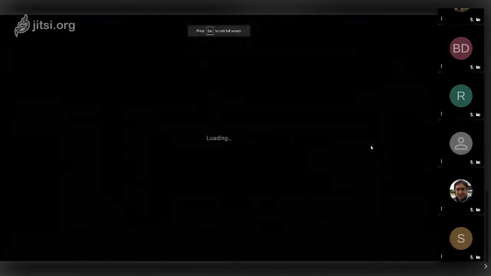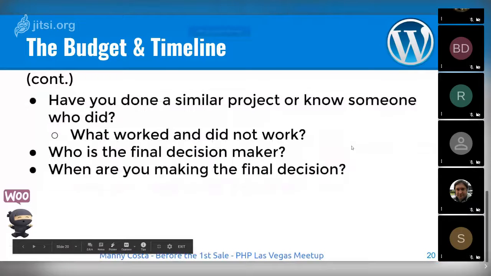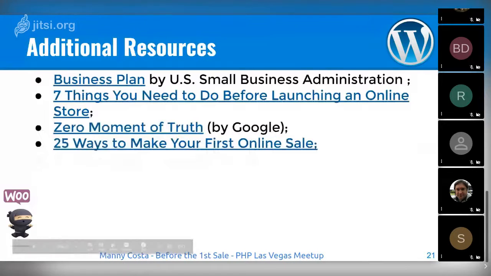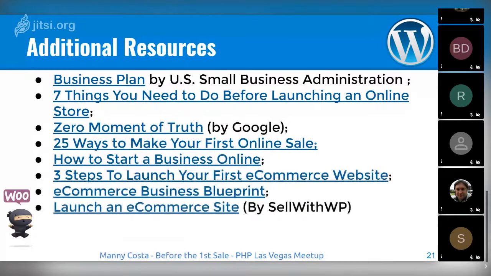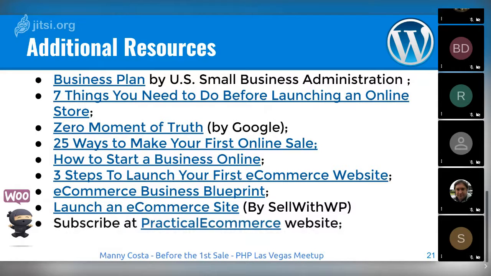Any questions? I think after this, yeah, additional resources for you to learn more. I listed Zero Moment of Truth here. Believe it or not, the U.S. Small Business Administration has a lot of great resources, and I linked some other articles there that I liked, for further reading on this: 7 things you need to do before launching an online store, 25 ways to make your first online store, how to start a business online, 3 steps to launch. So it's good for your client to understand this kind of stuff. Those are really good resources.